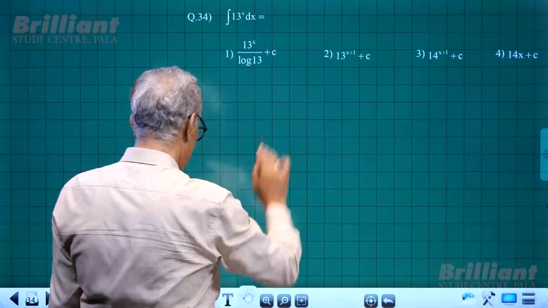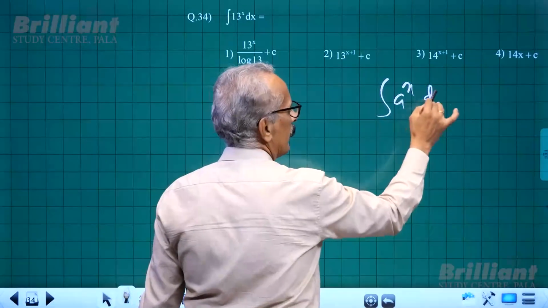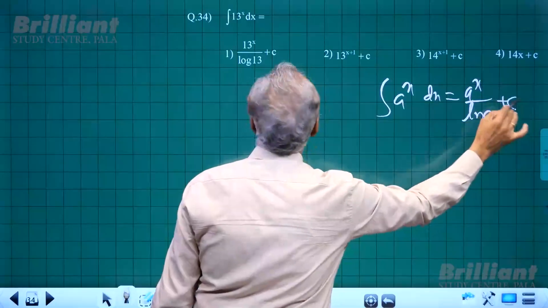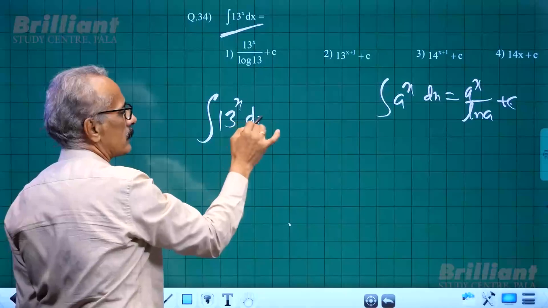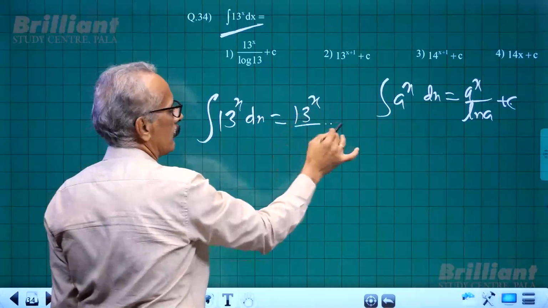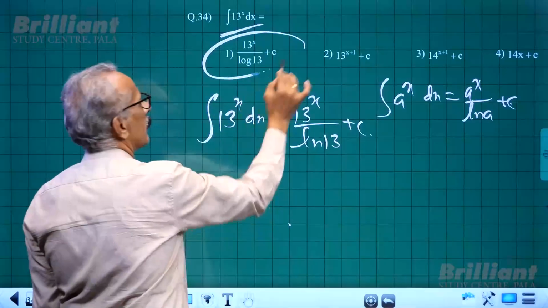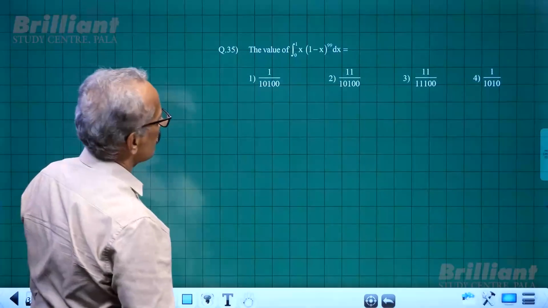Okay. This is straight formula. Integral of a raised to x dx is equal to a raised to x divided by log natural a plus c. So, integral of 13 raised to x dx is straight 13 raised to x divided by log natural 13 plus c. That's your answer. Okay. On to the next question.